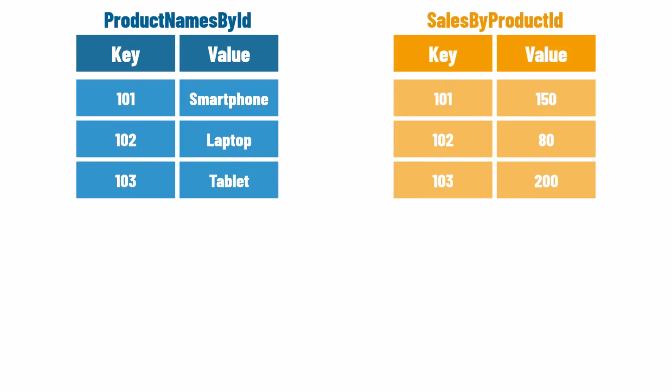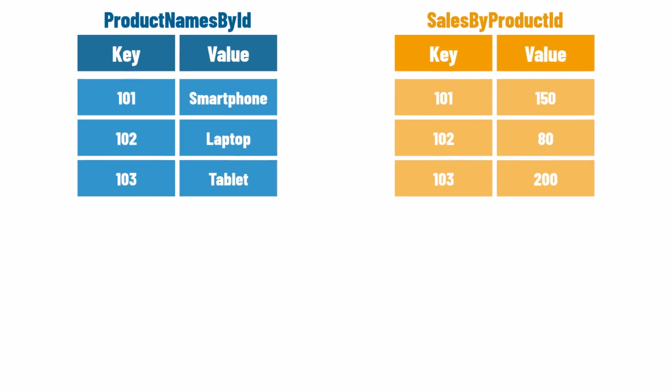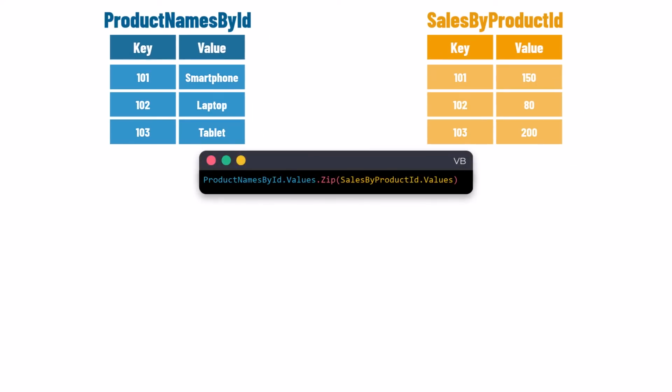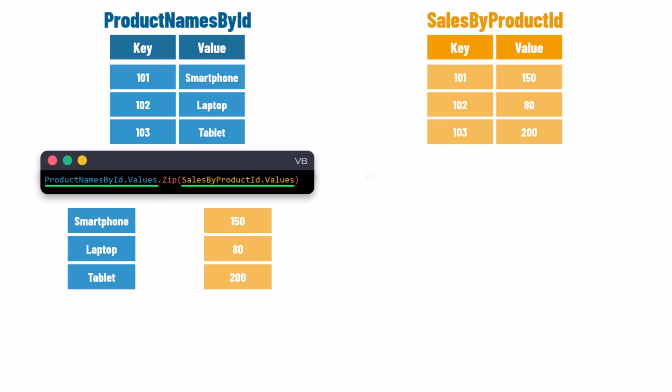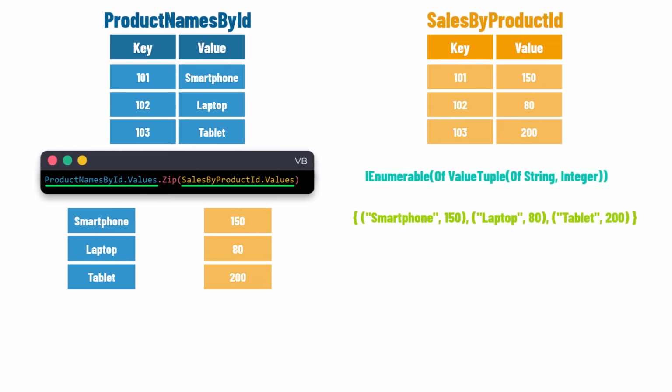We will assume that both dictionaries have the same keys and are in the same order. The query will be as following. The first sequence represents the values of the first dictionary. The second sequence represents the values of the second dictionary. The output will be an IEnumerable of tuple of string, integer. The first element of type string represents the product name, and the second element of type integer represents the quantity sold. This enumerable can then be iterated over to create a report, displayed in a user interface, or used to perform further analysis. This is how to use the first overload of the zip method.